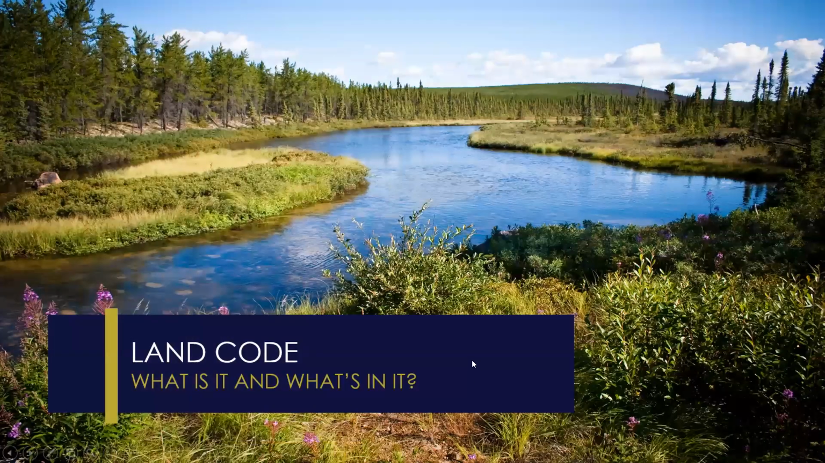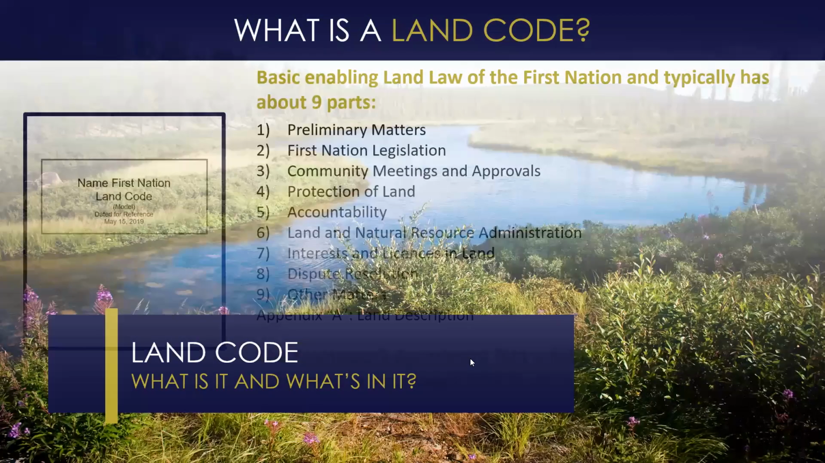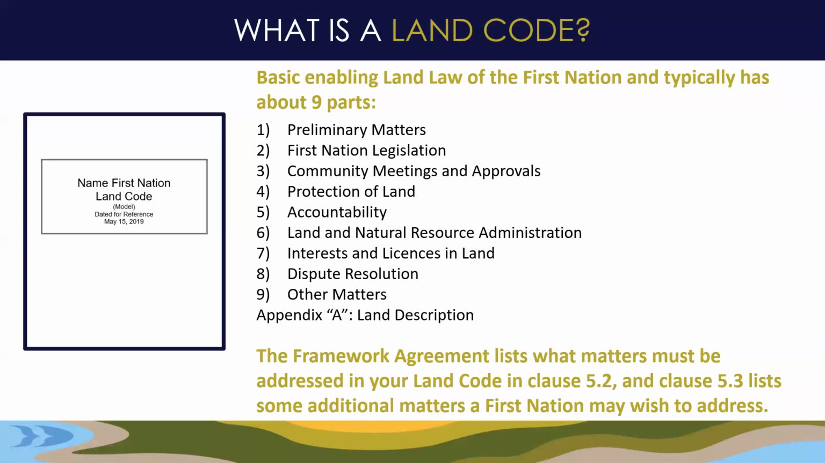Okay, and then just to briefly hit on what is a land code and what's in it. I won't go too in detail. We could spend several hours going right through it. But basically the model land code is broken down into about 9 parts. The beginning typically hits on all the preliminary matters like definitions, anything that helps clarify a person's understanding of how to read the land code, and where that authority to govern the land comes from.